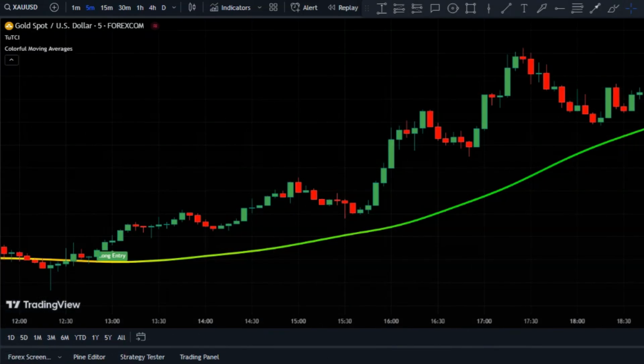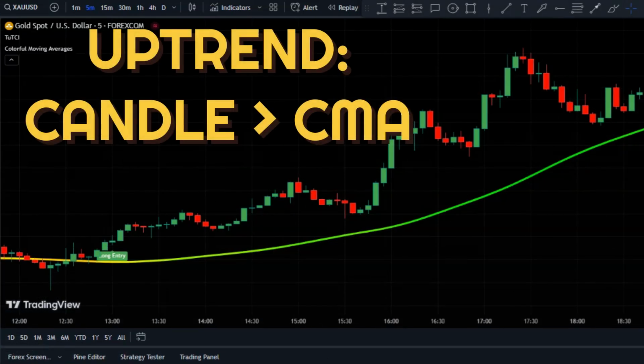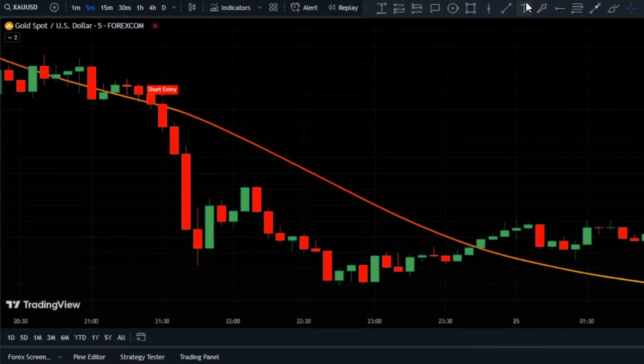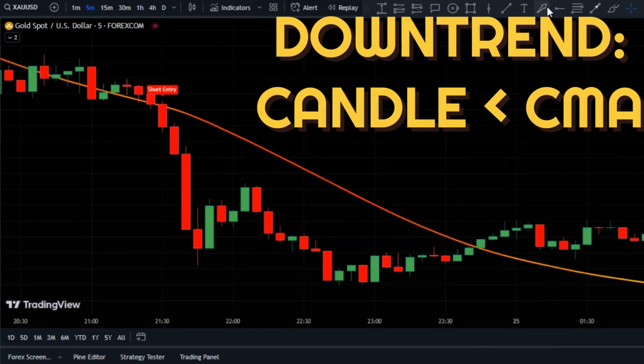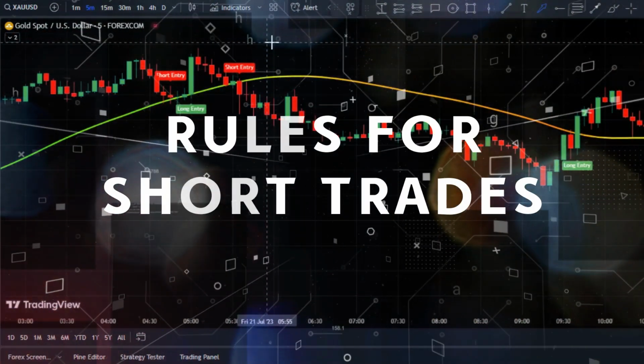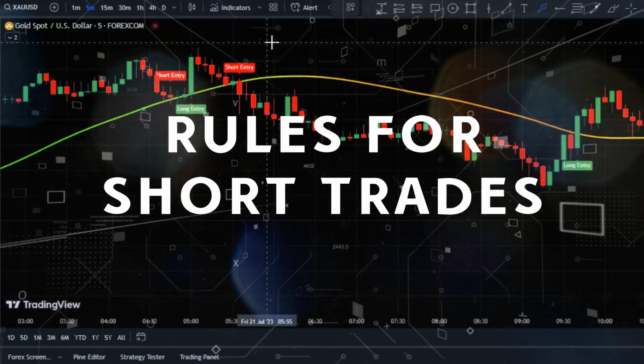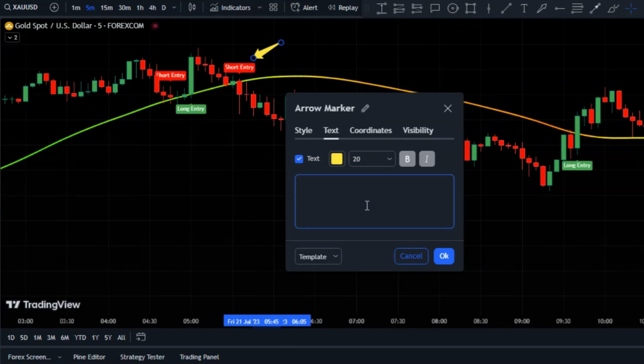With those changes, candles above the CMA line suggest an uptrend in the market, filtering out short signals in that situation, and candles below the CMA line suggest a downtrend in the market, preventing us from taking long trades against the trend. So the rules for entering short trades are: first, you need to see a short entry signal on the chart.